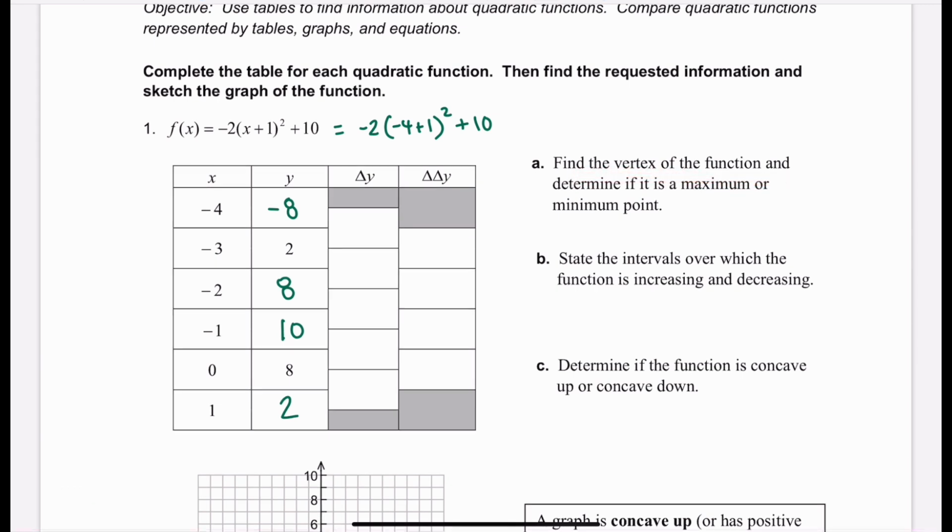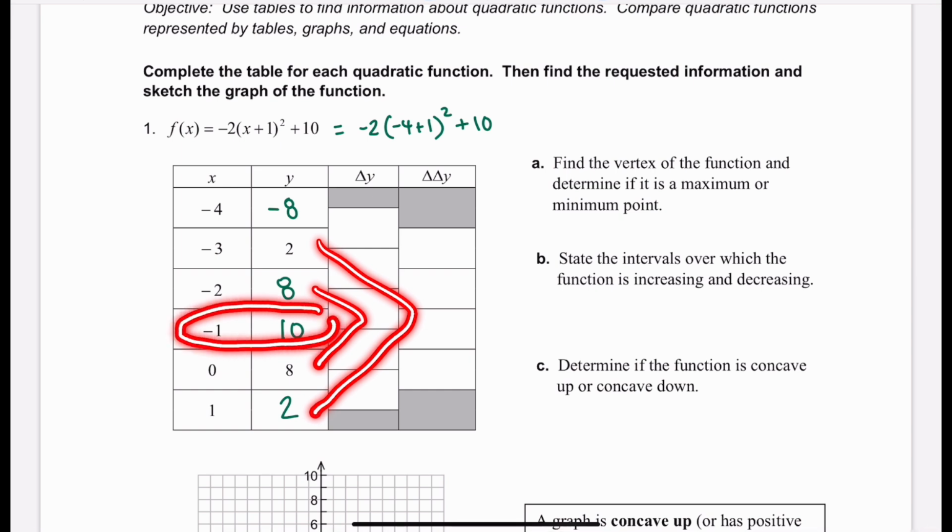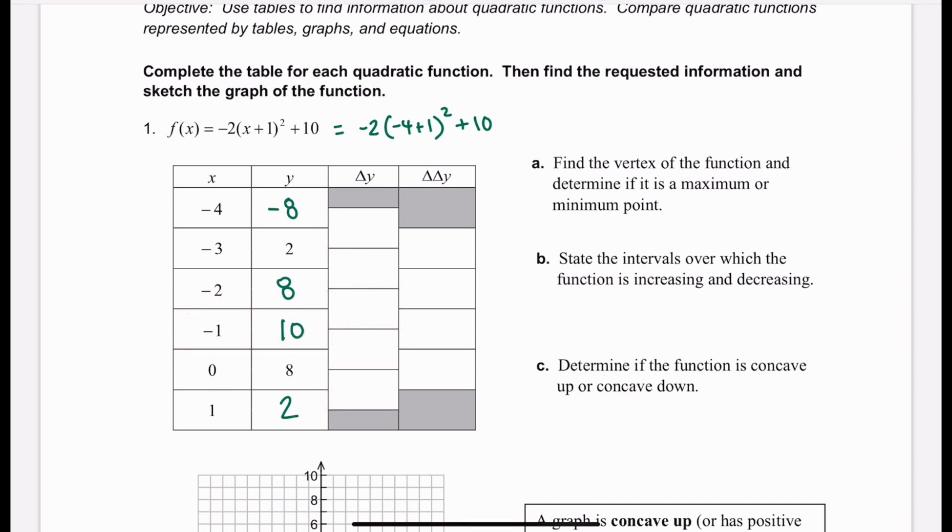Okay, we're going to find the vertex. Now, if you look, we start at -8, then it goes up to 2, and then it goes up to 8, and then it goes up to 10, and then it starts going back down again to 8 and 2. So since we have 2 8s here and 2 2s here, the vertex is going to be right in between the places where it reflects over. So our vertex is going to be at -1, 10.